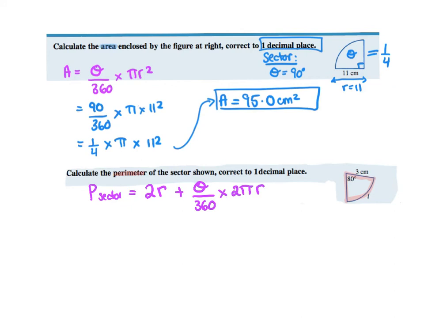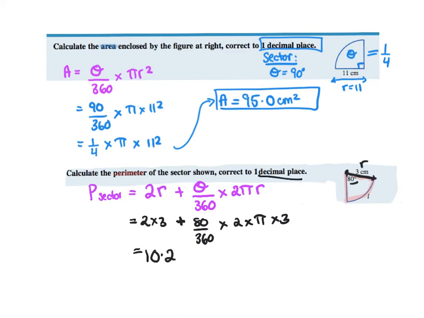Okay, once we've written that out, we're going to substitute in what we know. Over here, I can see from the center to the edge, the radius is 3. So I've got 2 times 3 plus, and they've told me how much, I've got 80 out of the 360 times 2 times pi times 3. If you type it out correctly in your calculator, it will give you the correct answer. I end up with one decimal place again: 10.2. This is just perimeter, so it'll just be centimetres. And I'll put the answer there.